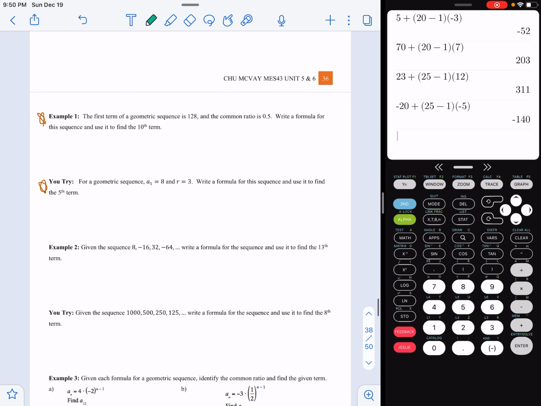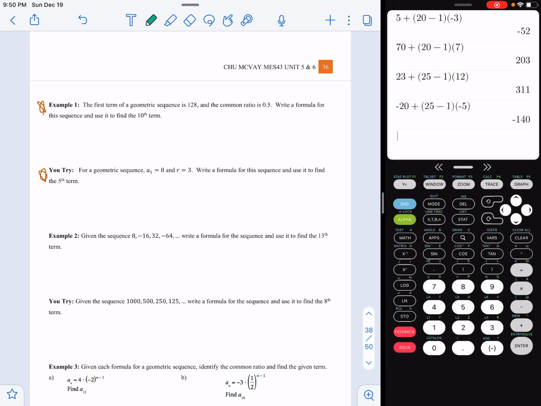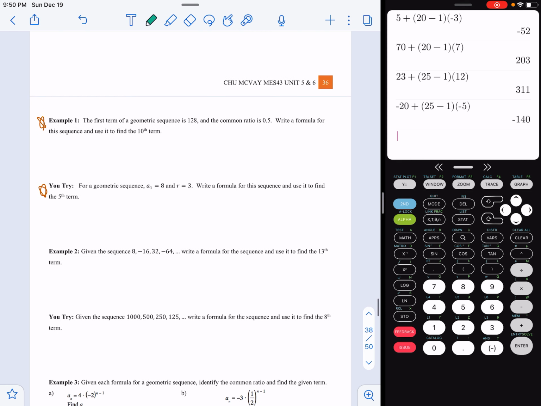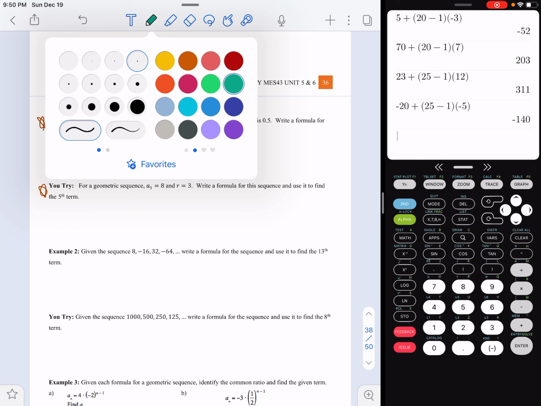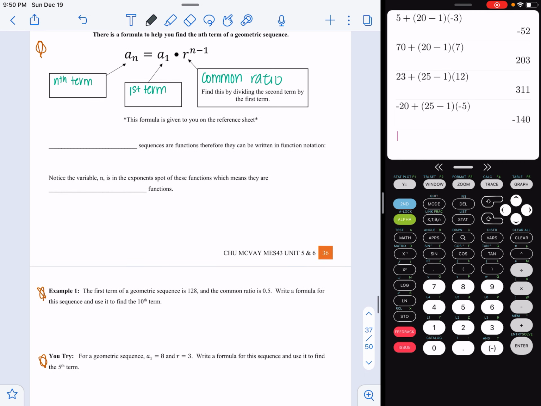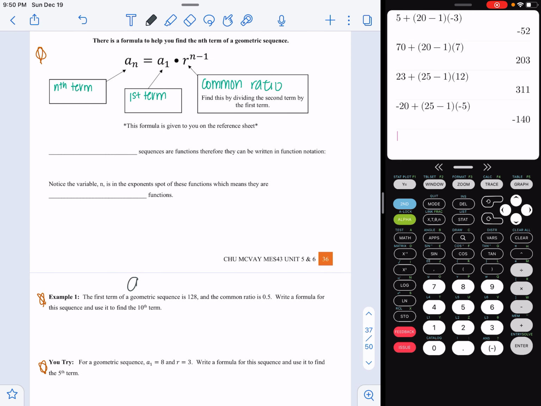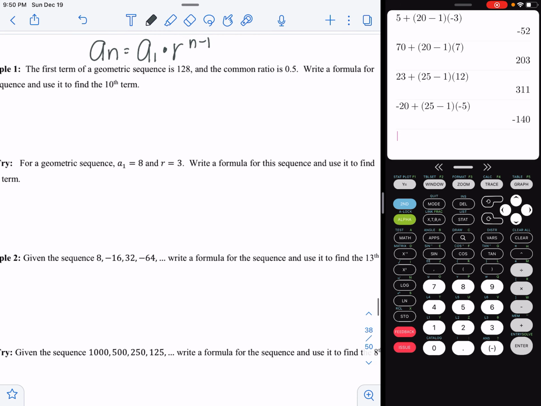Let's get started. Let's take a look at example 1. The first term of a geometric sequence is 128 and the common ratio is 0.5. Write a formula for the sequence and use it to find the 10th term. Let me first copy this formula down. A_n equals A_1 times r to the n minus 1 power.